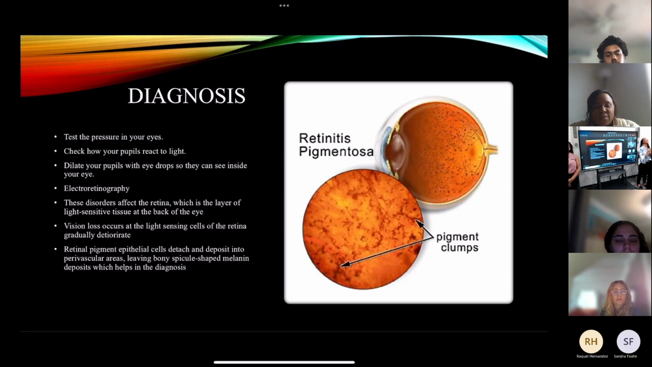As for the diagnosis, they test the pressure in your eyes and they check how your pupils react to light. They dilate your pupils with eye drops so they can see inside your eye. They also use electroretinography for diagnosis. These disorders can affect the retina, which is the layer of light-sensitive tissue at the back of the eye. Vision loss occurs after light-sensing cells of the retina gradually deteriorate. Retinal pigment epithelial cells detach and deposit into the perivascular areas, leaving the bony spicule-shaped melanin deposits that Jacinda was talking about earlier, which also helps with the diagnosis.